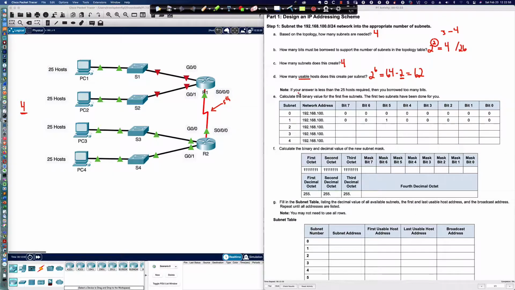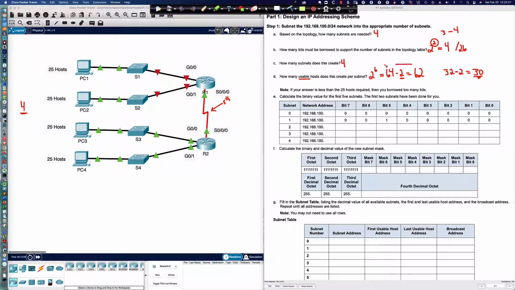Now, if your answer is less than the 25 hosts required, then you borrowed too many bits. So what if I would have borrowed 3 bits? That would have left 5 host bits behind. That would have left me with 32 total IPs. Take away the 2 for the broadcast address and the subnet ID, it would have left me with 30 usable.